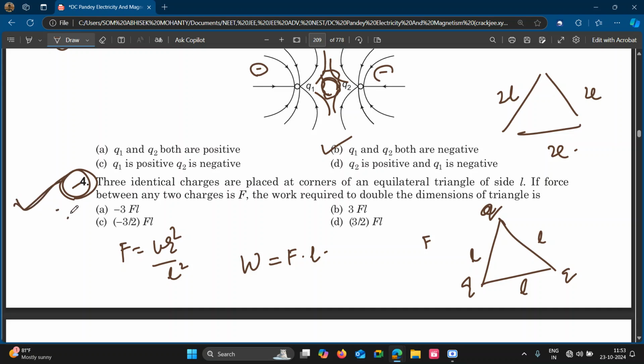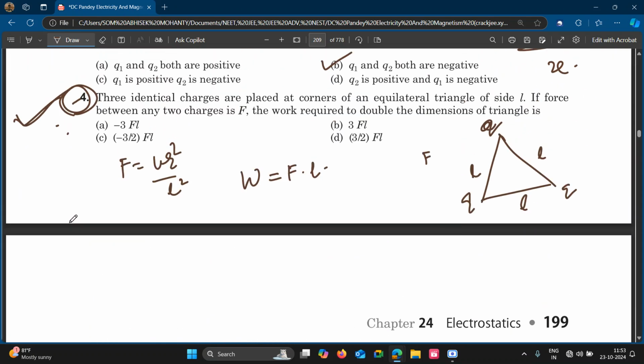Okay? Try this one. I won't be solving everything; if I solve everything, you won't learn. Please take a screenshot of it. I will solve this in the next class. Just take a screenshot and try at home.